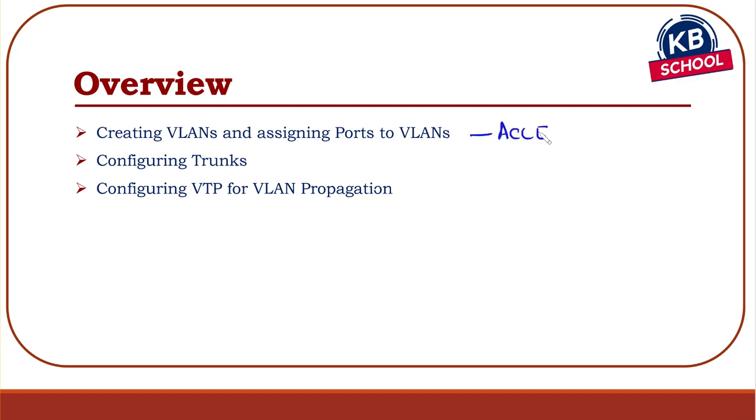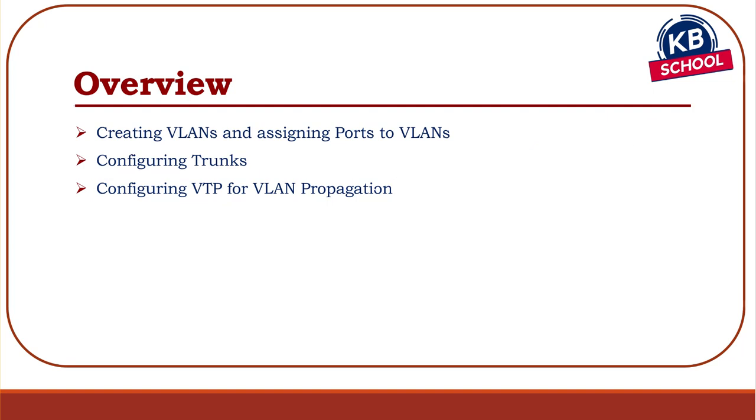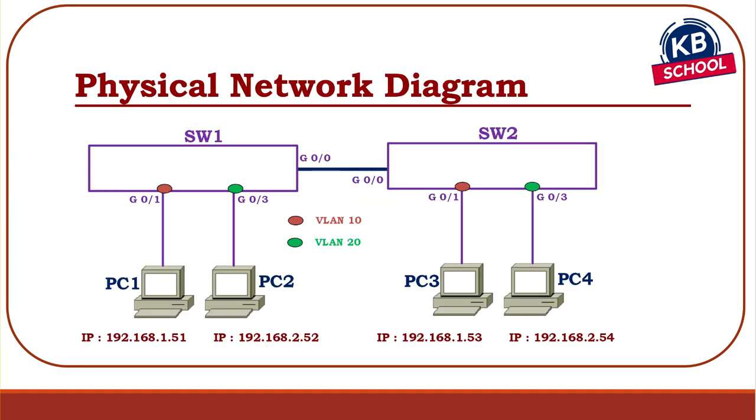The access ports over here. Trunking between the switches. And then once we're done with that, I'll also show you how to do the same thing with VTP to propagate VLANs across from one switch to another. We'll set up one as a server, the other one as a client. To do this, the topology that I'm going to be taking a look at is this.